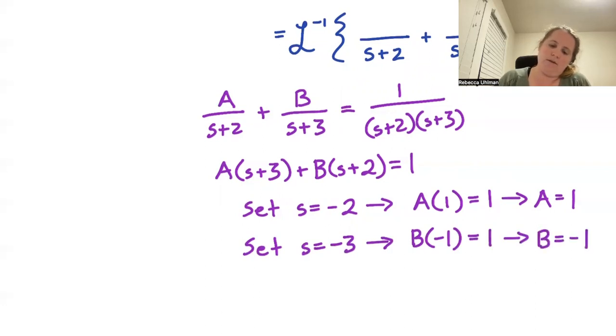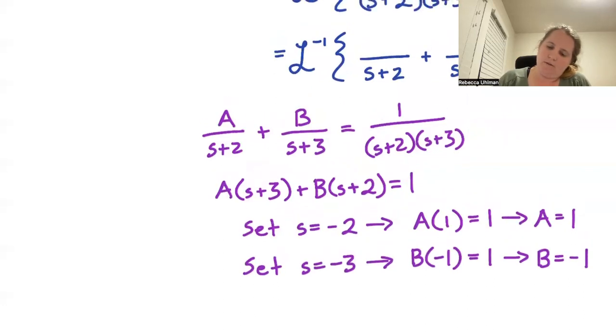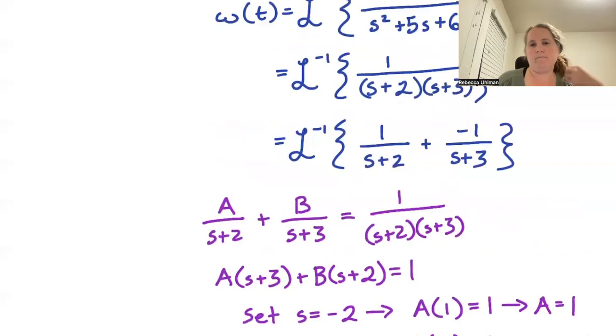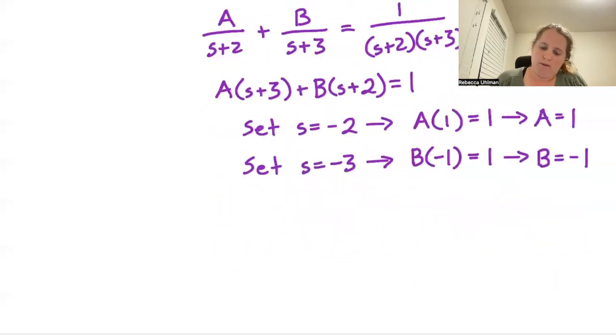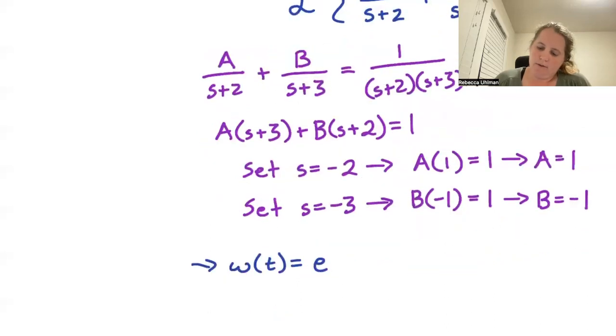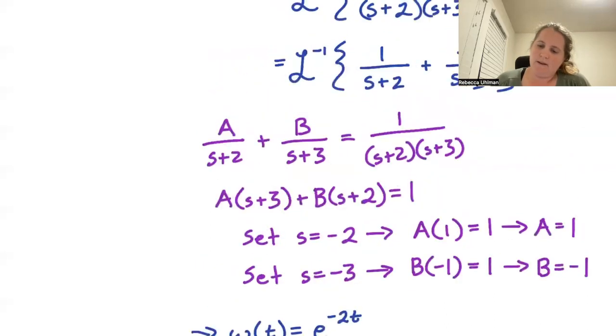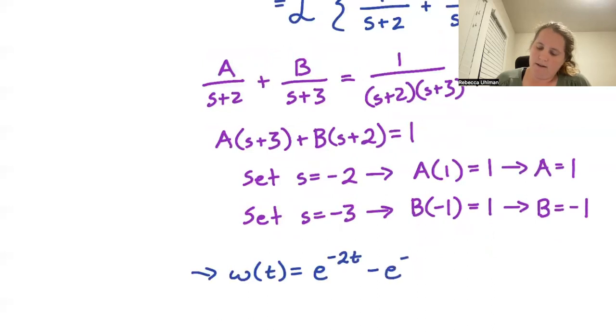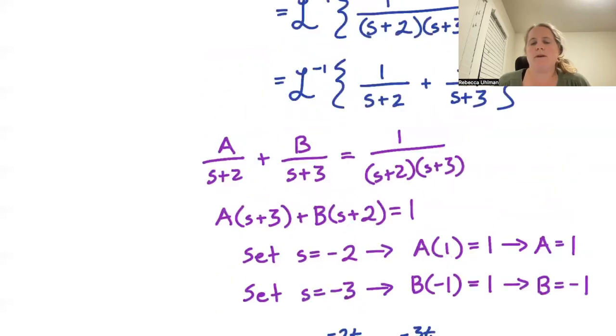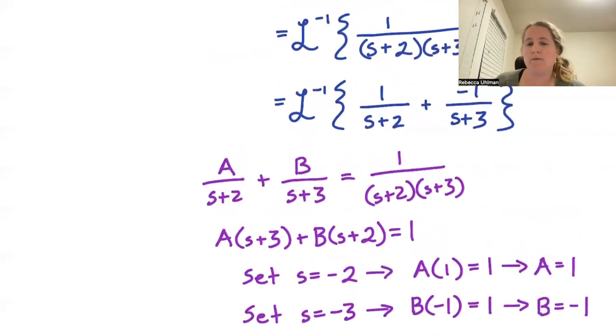So we are looking at the inverse Laplace transform of 1 over s plus 2 plus negative 1 over s plus 3. So we have w of t is equal to e to the negative 2t, and then minus e to the negative 3t. Again, 1 over s minus a goes to e to the at. So here our a's are negative 2 and negative 3, so that we have a minus negative becoming positive.